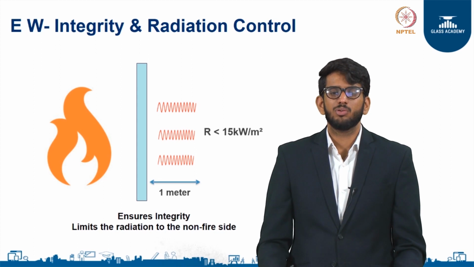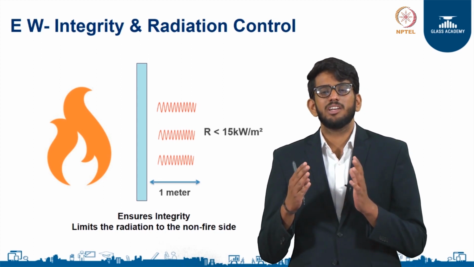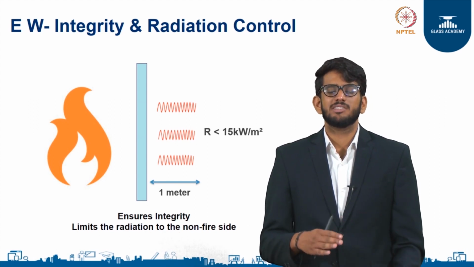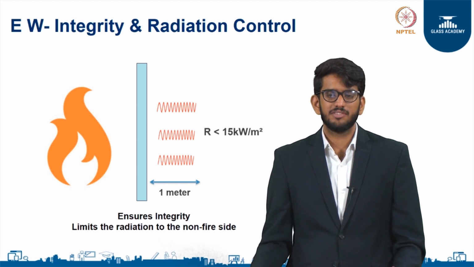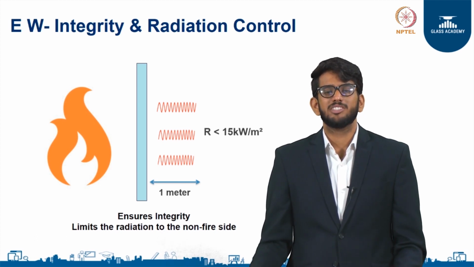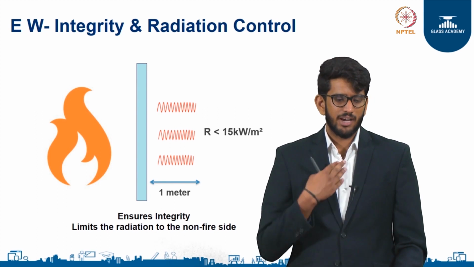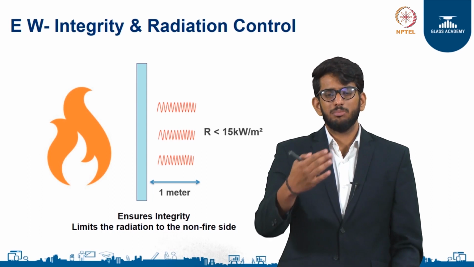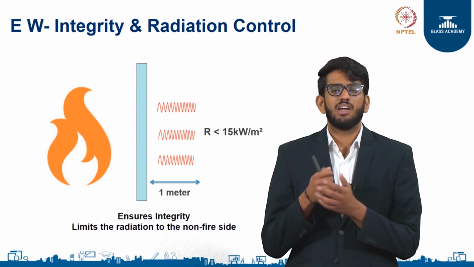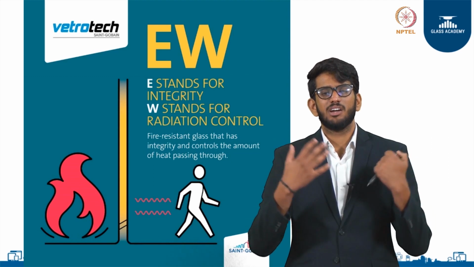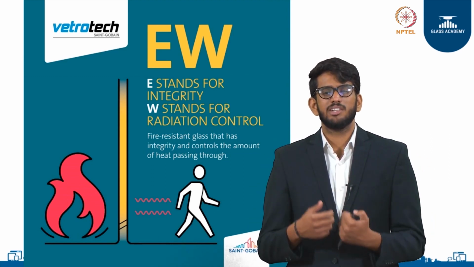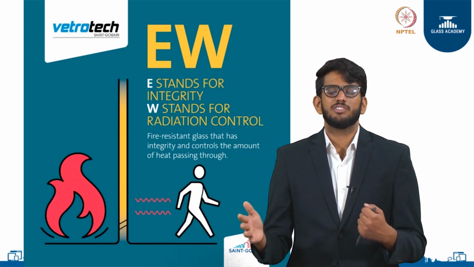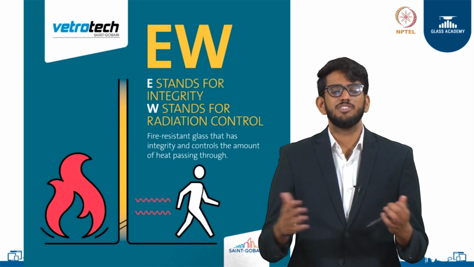If you were to compare an EW glass against an E rated glass, you would observe that the amount of radiation coming through an EW glass is less than 15 kilowatt per meter square when measured at a distance of 1 meter. So if I was to stand 1 meter in front of an EW rated glass and measure the radiation, it would be less than 15 kilowatt throughout the duration of its fire protection.